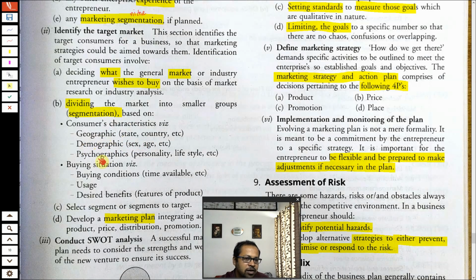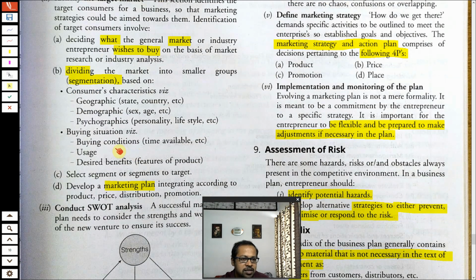Then psychographic segmentation is possible, means based on personality and lifestyle you can divide your target audience. For example, you can divide your customers like open-minded, or let's say free-minded or conservative. Accordingly you can come out with the products. You can also divide as per their buying situations. For example, buying conditions.